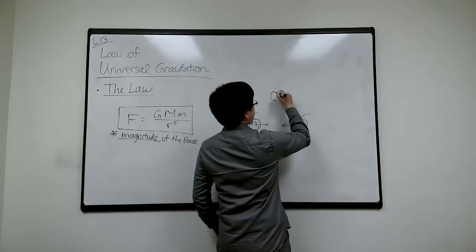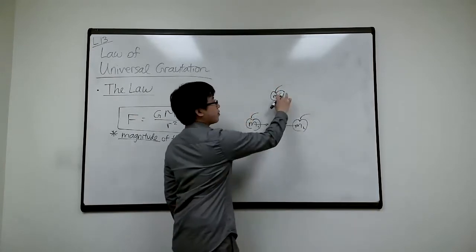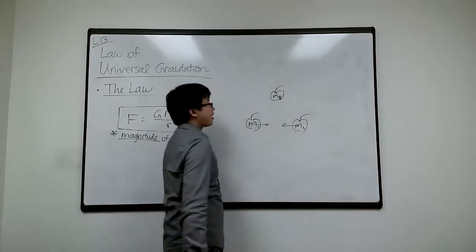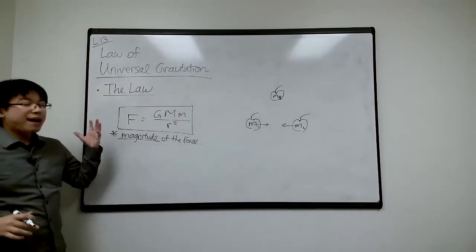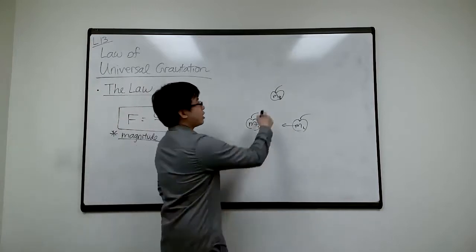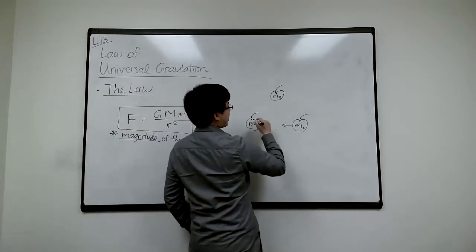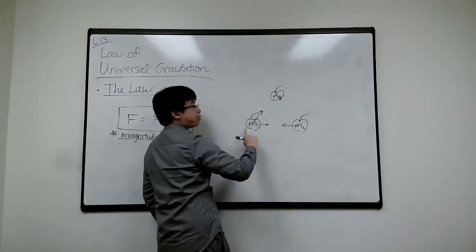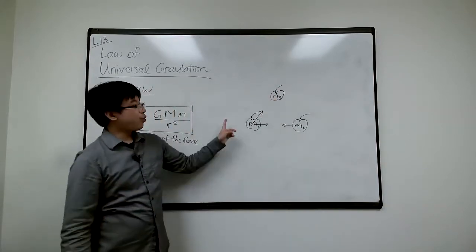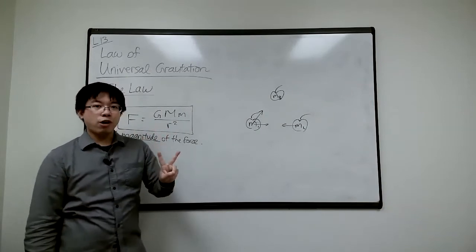So what happens if I have a third apple, M3? Now the law suddenly says nothing about that. Or does it? Well, it does. It says everything will attract each other. So this will also attract this. M3 will pull M1 towards that way, and M2 will pull M1 towards that way. So M1 actually experiences two non-contact forces.